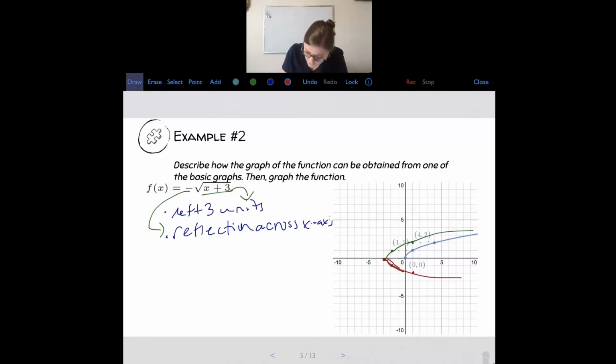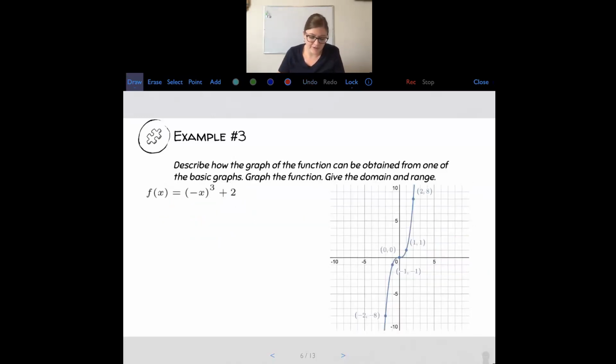Okay. So red is the final answer, is what it would look like. Example 3, describe how the graph of the function can be obtained from one of the basic graphs. Graph the function and give the domain and range. So we have f of x is equal to negative x cubed plus 2. So our parent function here is f of x equals x cubed.